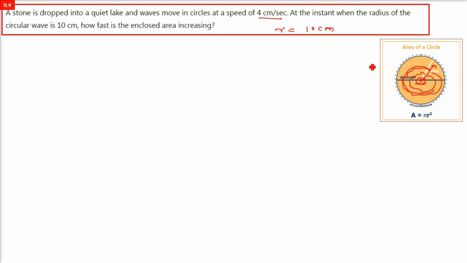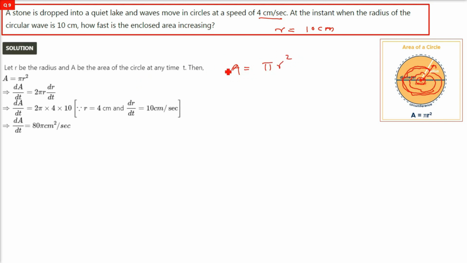How fast is the enclosed area increasing? Area is already known to us, which is pi r square. Area is pi r square. So let us differentiate this. For the reference, I am providing you the answer also. dA by dt we are interested in, which is going to be 2 pi r dr by dt, because the differentiation of r square is 2r. So 2 pi r dr by dt.